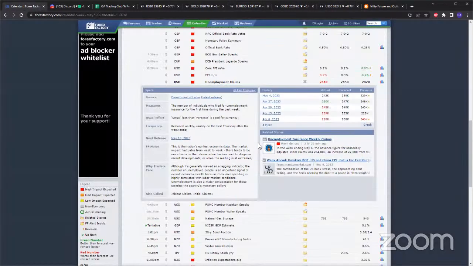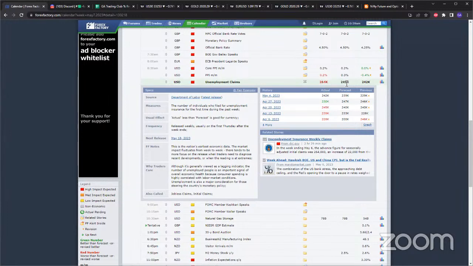So that's how I started understanding news. I understood how these numbers affect what I'm trading. So if I'm trading EU and... wait, I need to relook at this. Actual less than forecast is good for currency, so it's actually the opposite. Today actual was greater than forecast.